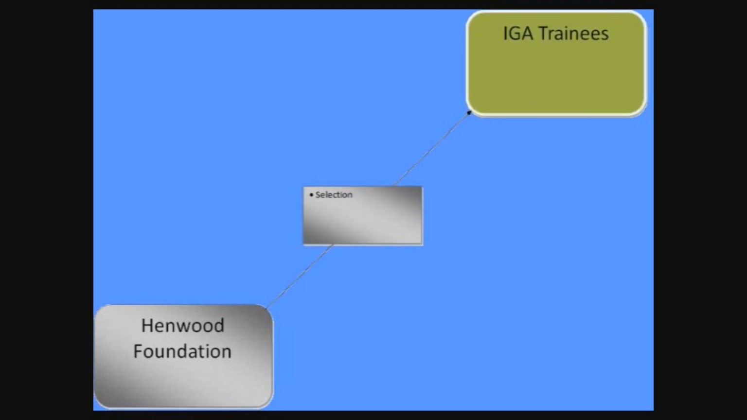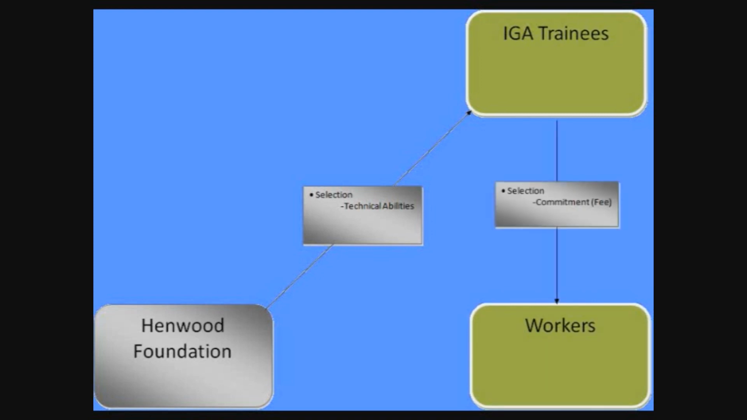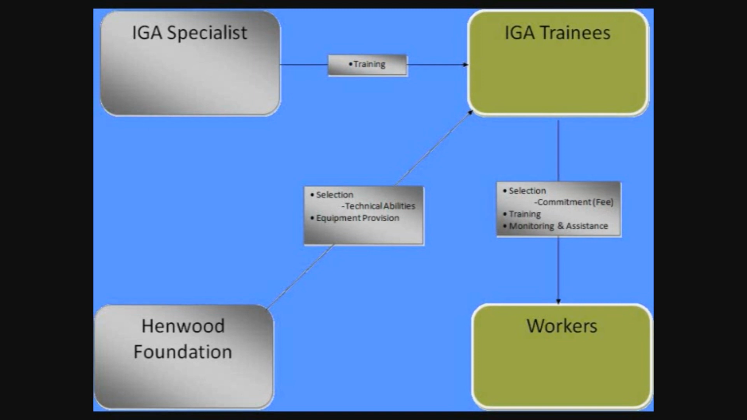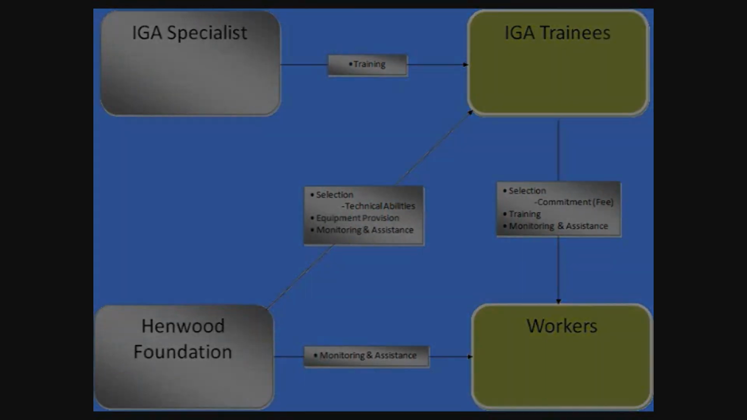First, the sensitization of the community towards the project, followed by the selection of technically skilled people among the beneficiaries with the knowledge of the satellite committees. The trainees will again form their worker groups based on the people's willingness to pay a commitment fee. The trainees are trained by specialists in the particular income-generating activity and then pass the acquired knowledge and skills on to their workers. The satellite committee will use the fee to provide the trainees with the necessary equipment. The IGA trainees will monitor and advise their workers continuously, while Henwood monitors the overall project.